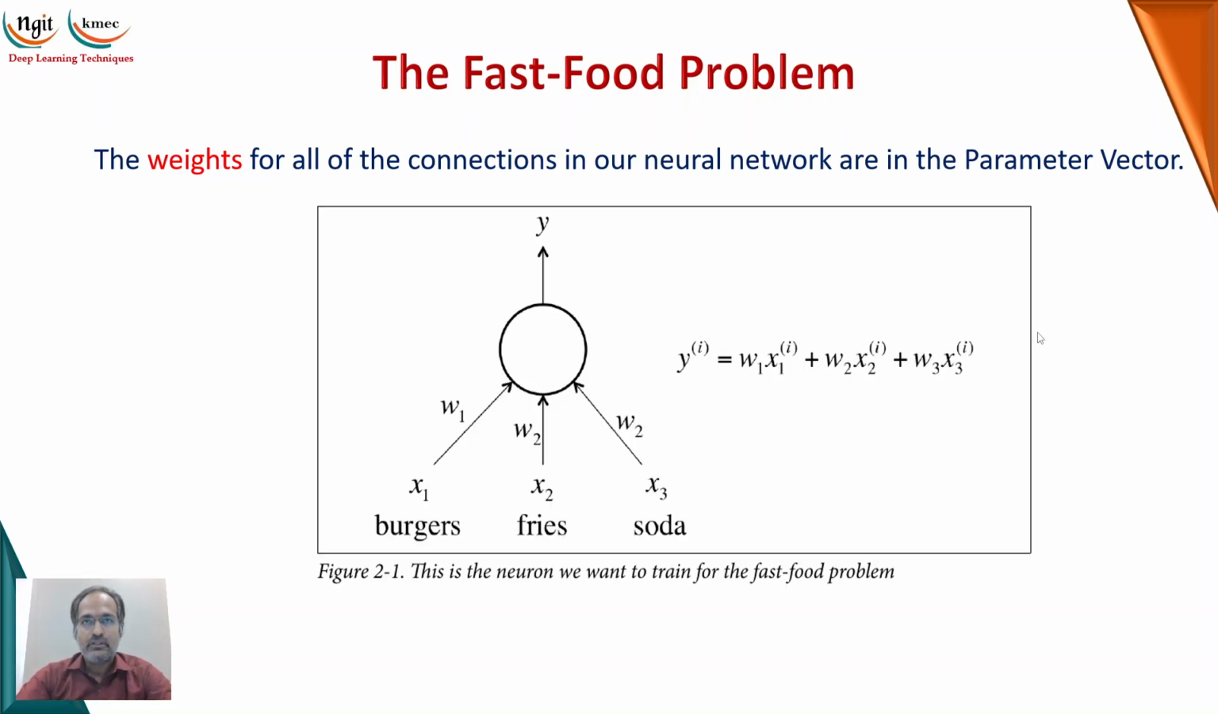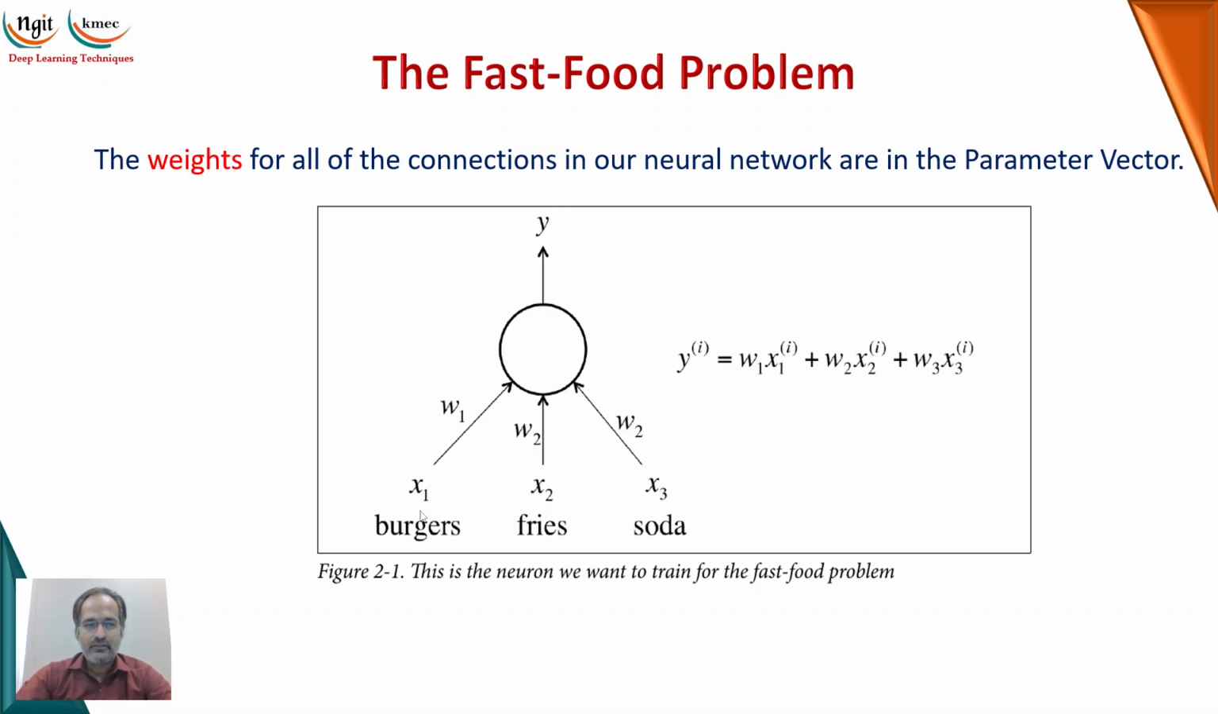If you see this, these are the three inputs in the fast food problem example. Burgers, fries, and soda are the three inputs, and I want to estimate the total cost. With the combination of these three, you may order 3 burgers, two fries, and two sodas. Like this, you can order. So what can be the bill? You have to predict that.